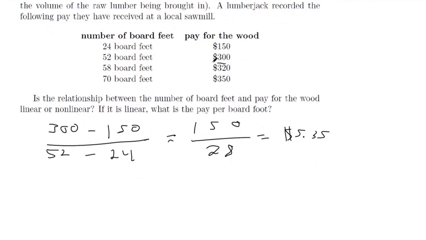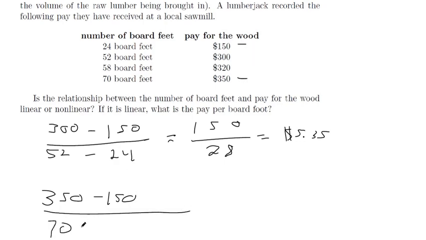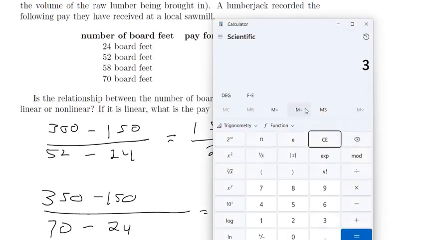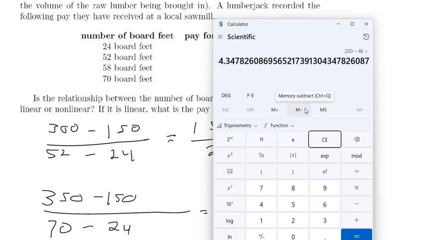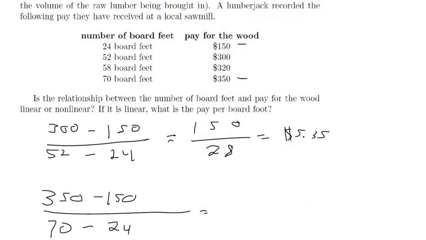Now let's just jump ahead. It's just to prove that you can use any pair as long as they're different, as long as you check 2 different pairs. So I'll just do 350 and 150. If it's linear, I should get $5.35. So I'm using this one and this one. So the first one I did was the bottom one, so this one has to be the top one. So if I do that in my calculator, 350 minus 150, and then the bottom is going to be 46. So that's $4. It's $4.34 per foot.